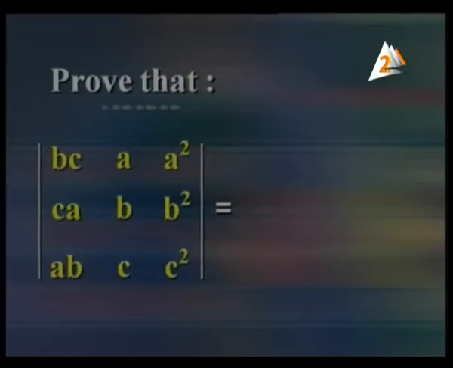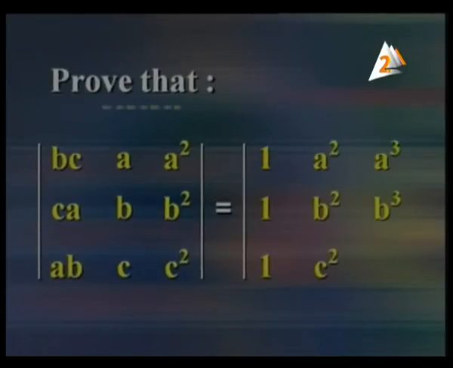Example. Prove that, dear student, look at the determinant. The left hand side is BC, A, A square, CA, B, B square, AB, C, C square equals 1, A square, A power 3, 1, B square, B power 3, 1, C square, C power 3. Look at the proof.